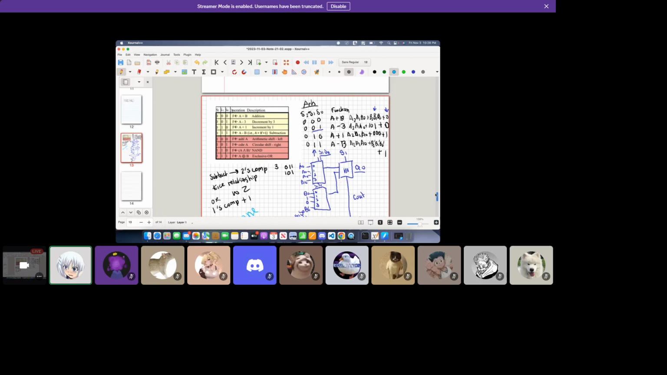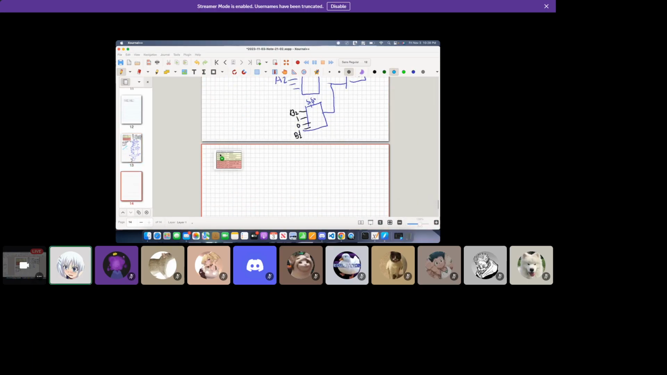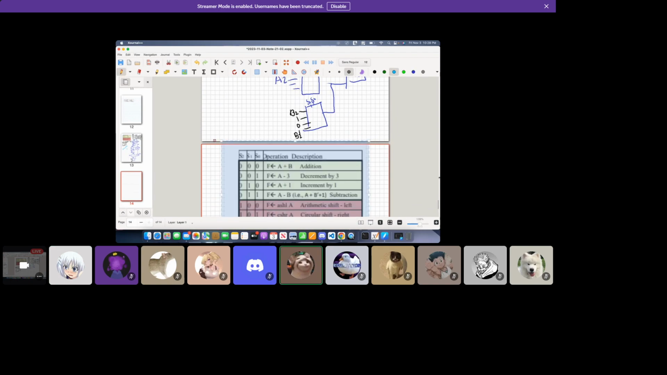Now we're going on to the logical unit. I'm gonna take a picture of the same picture and write it down. Let's go. Hopefully it doesn't disappear by the time. Okay, we're good.